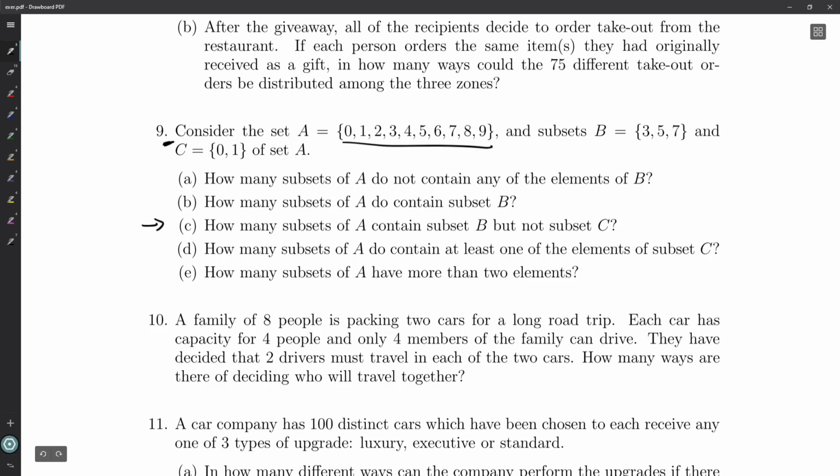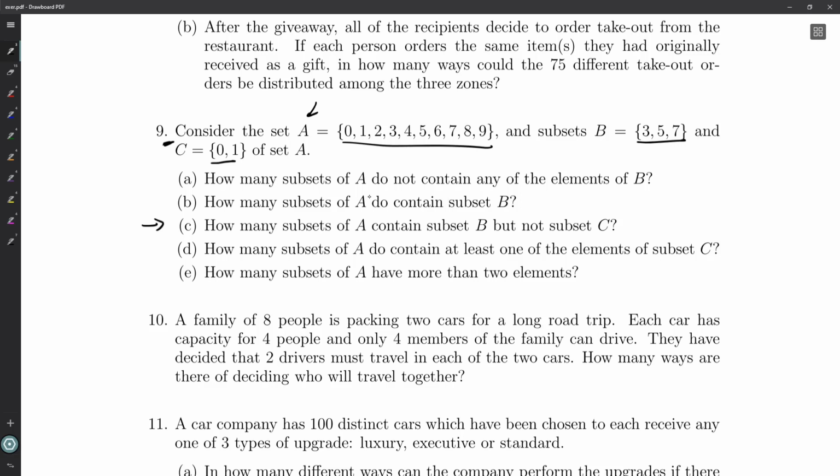So set A, just all the single digits. B is 3, 5, 7, and C is 0, 1. And these are both clearly subsets of A. So as far as I can tell right now, A would be the universal set. But whether or not we'll need that, we don't know. So how many subsets of A do not contain any of the elements of B?